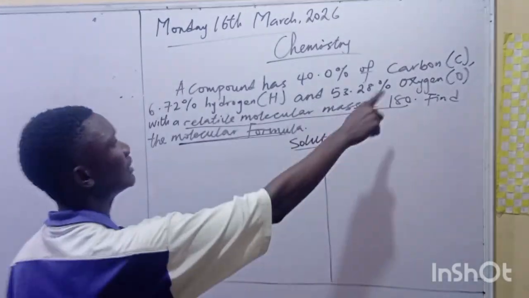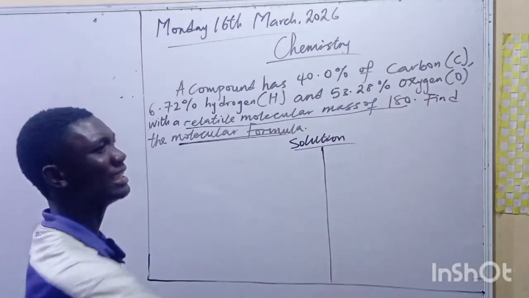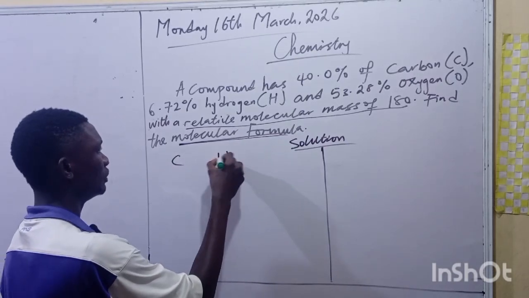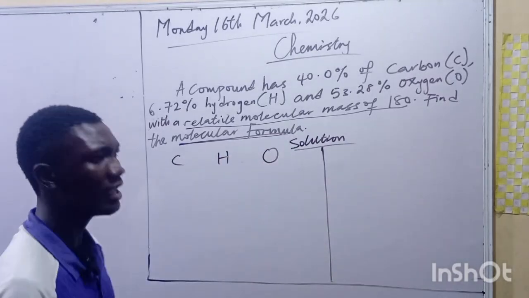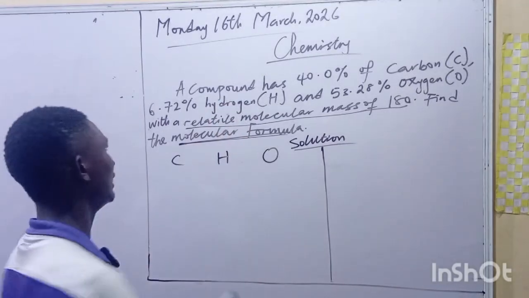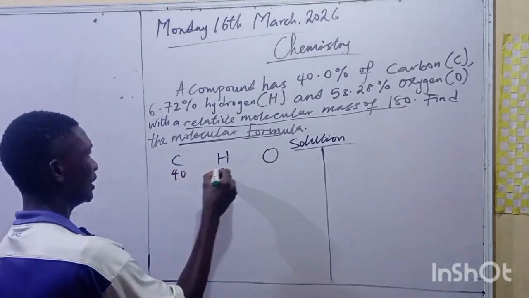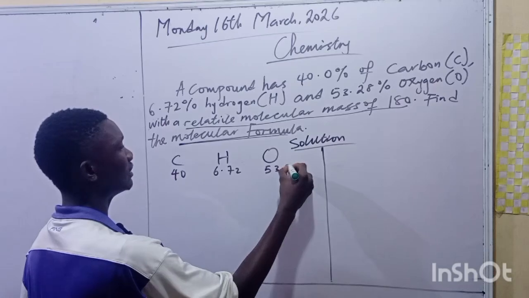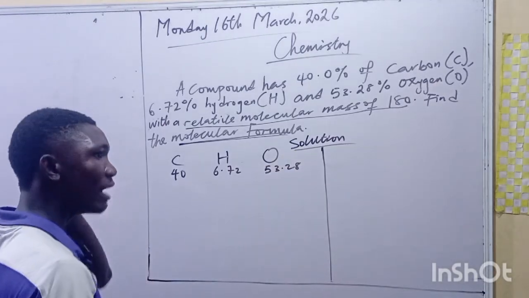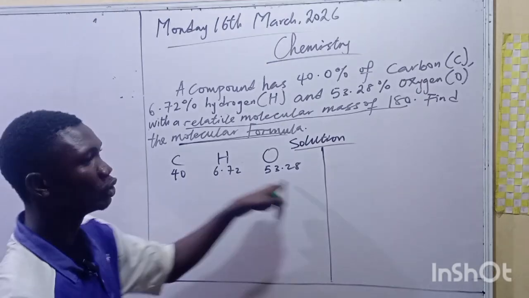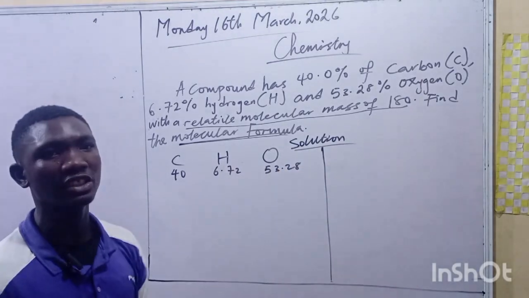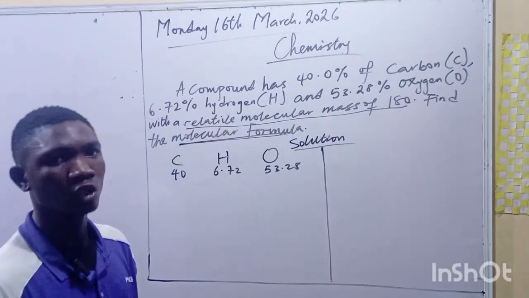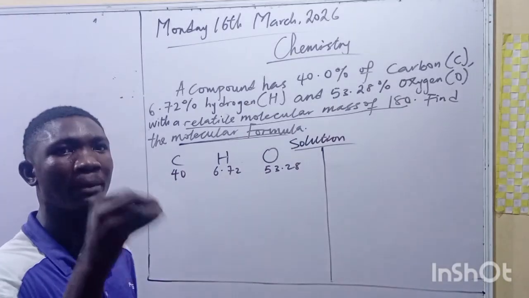Now, how do we find the empirical formula? We list out the symbols of each element in this question. We have carbon, hydrogen, and what? Oxygen. After that, bring out the percentages: 40, 6.72, 53.28. Because we are trying to look for the moles of each element in this compound. We are trying to convert it to moles. How do we convert to moles? By dividing by their atomic masses.